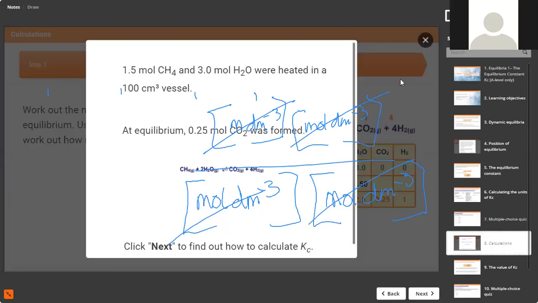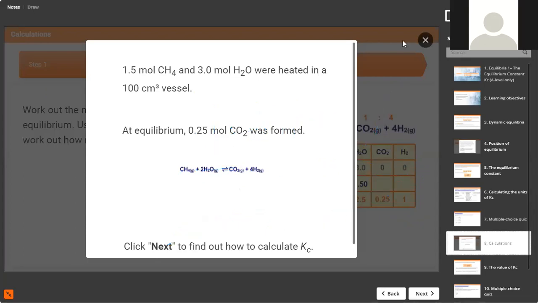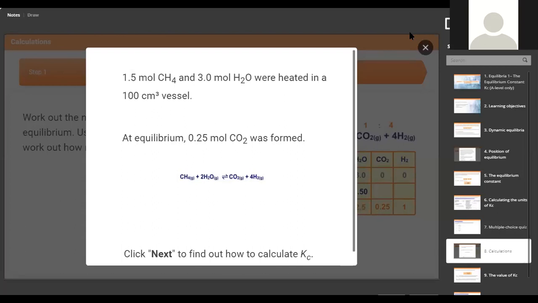Do not panic if you get anywhere you think it's no units. So what we're going to do now is clear all these drawings so we can actually see what we're looking at, and have a look at some calculations. Now, this whole calculation is based on this question here. So the question is, if we have got 1.5 moles of CH4 and 3 moles of water and we heat it in a 100 cubic centimeter vessel, at equilibrium we get 0.25 moles of CO2 formed.